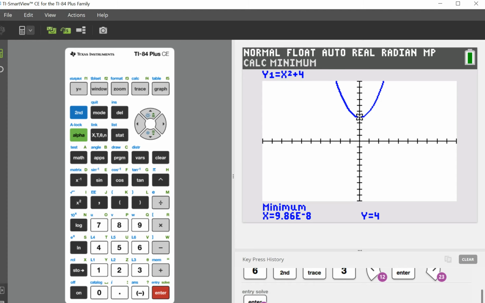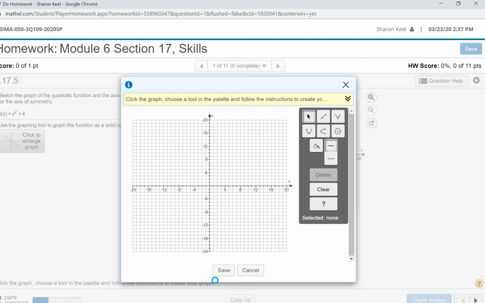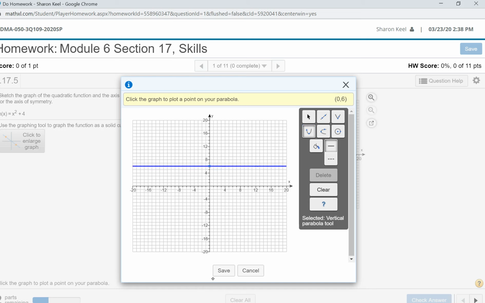In order to graph this, I'm going to go to MyLabs Plus. Here on my graph, I'm going to make it larger. I'm going to choose this as my parabola tool. And the first point that I'm going to graph is going to be 0, 6. Now, if you'll notice up here in this corner, as I move around, it tells me where I'm located. So once I'm on 0, 6, I'm going to select it. Now, if I were to click again on mine being a touchscreen, it's going to automatically snap into position.